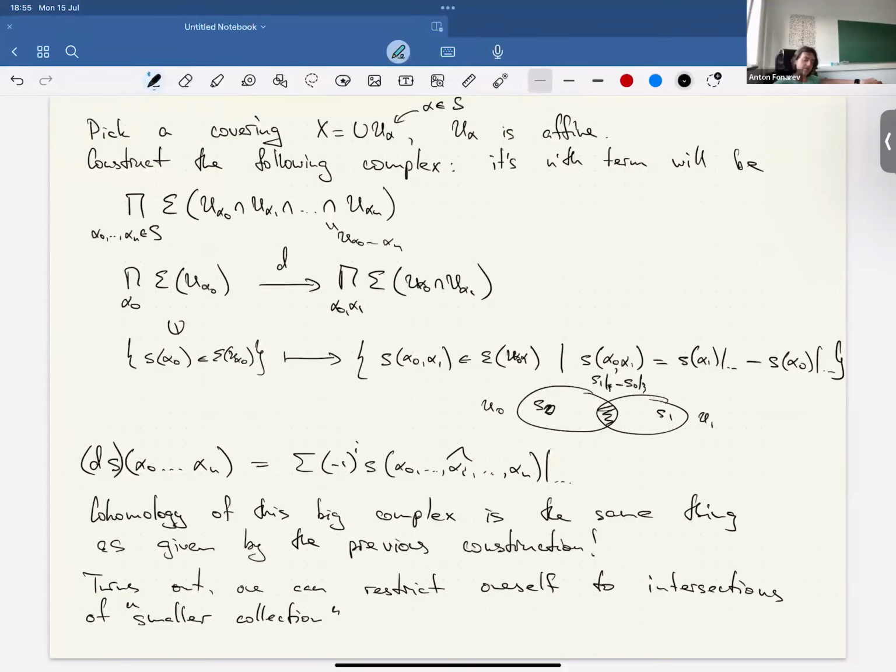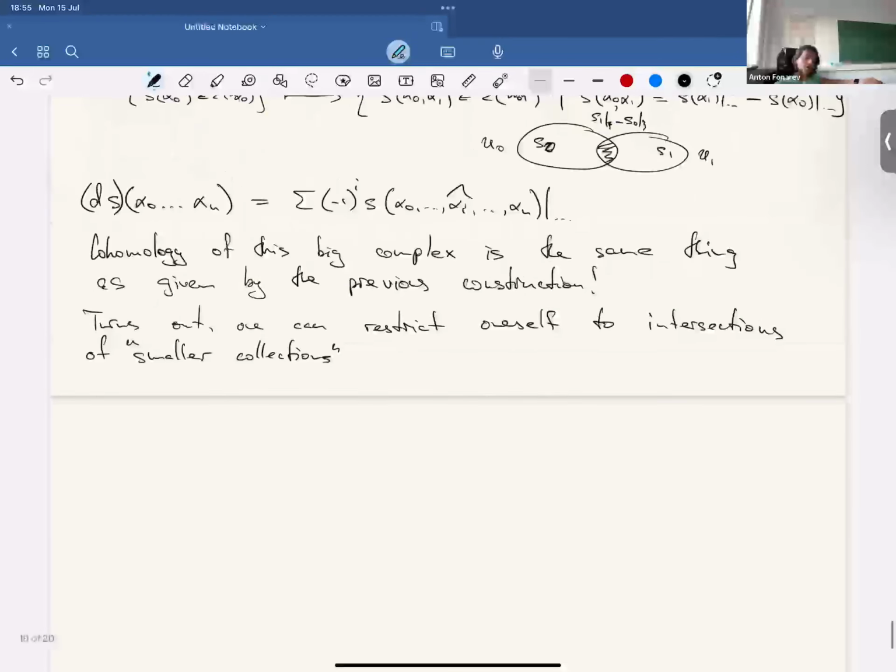As I said. And now a very easy thing, well, not a very easy thing, sorry. One thing that you can do is you can take X and cover it by U0 up to UN, UI affine. Say you have a finite covering.